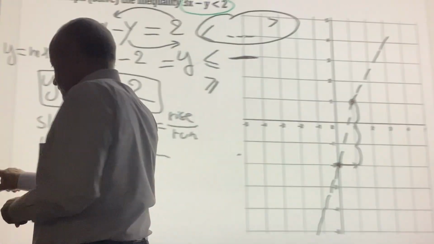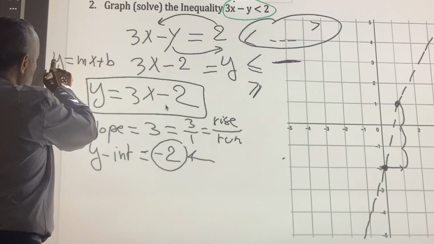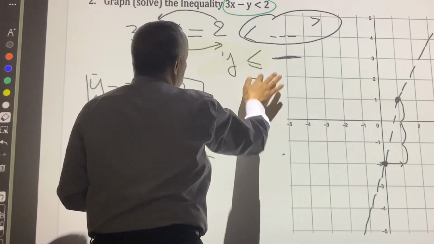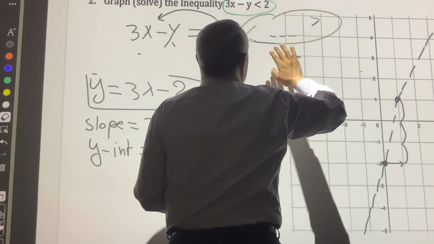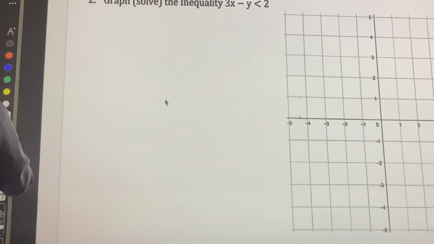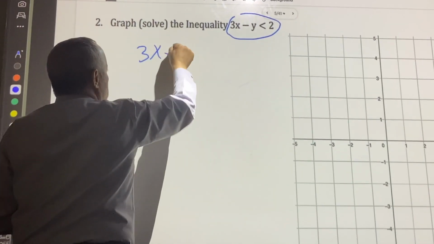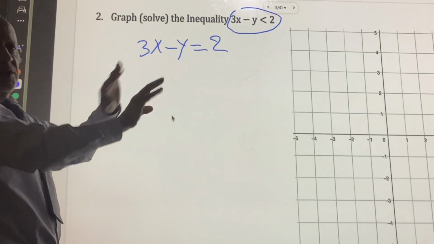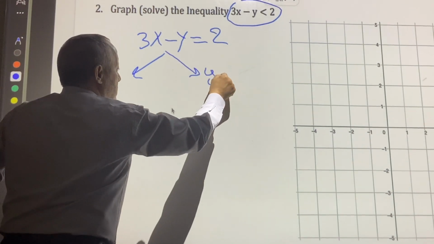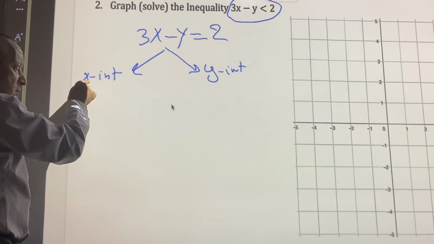Now, the region. But before I go to the region, I would like to show you the other way you can use to graph this line without manipulating the equation. Let's clear it up and then draw it. You take your equation, 3x minus y equals 2, and this works for any type of equation. Then you look for the intercepts, the y-intercept and x-intercept. To find the x-intercept, you put y equals 0.